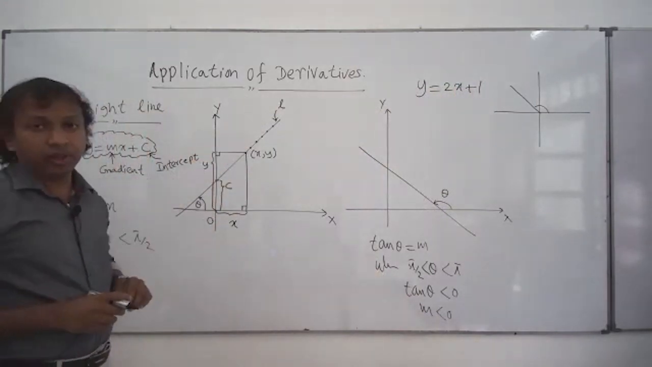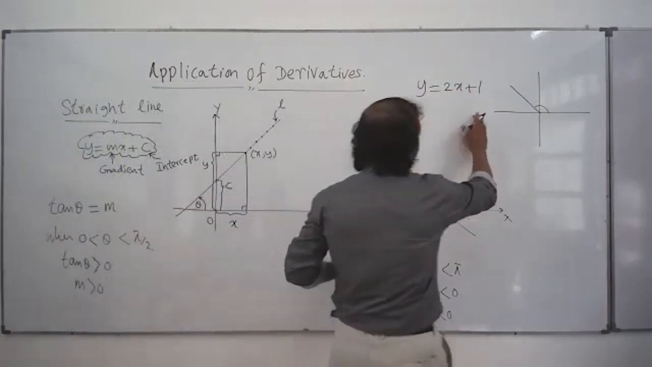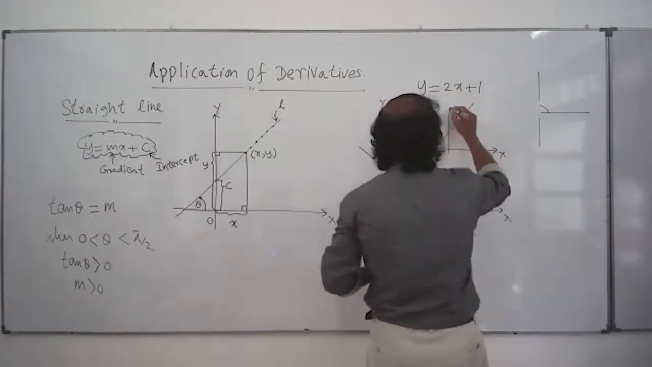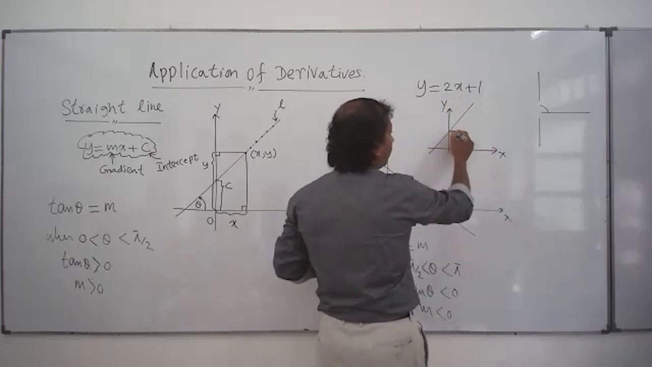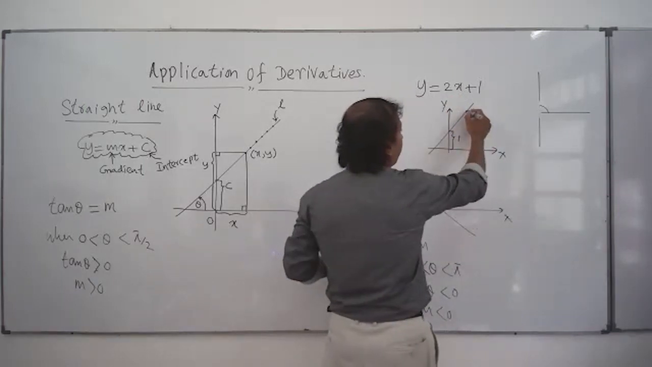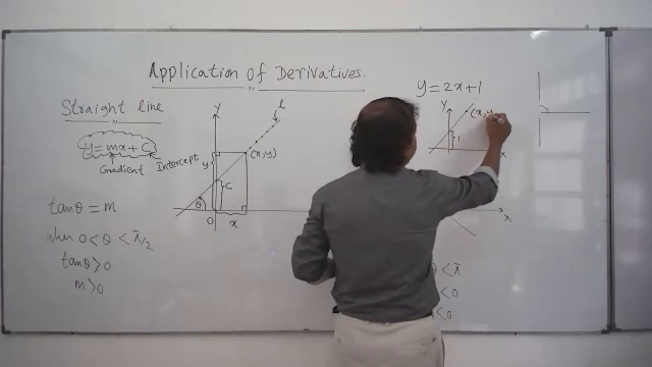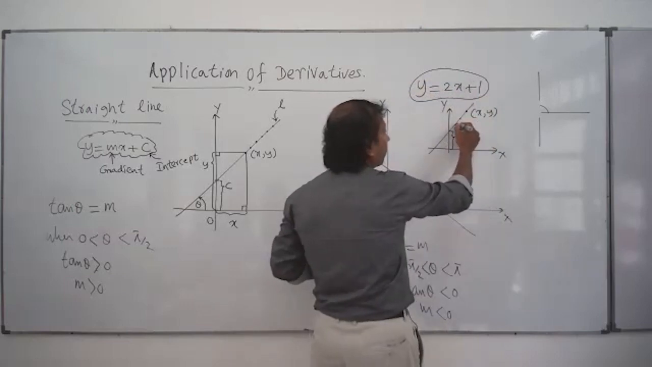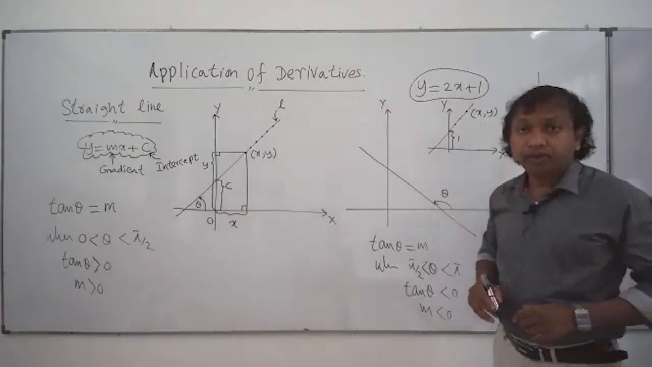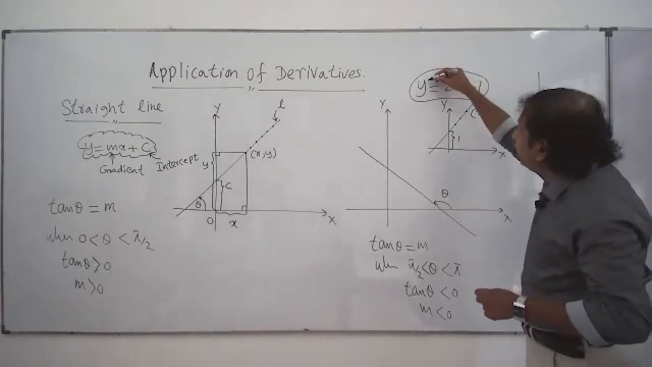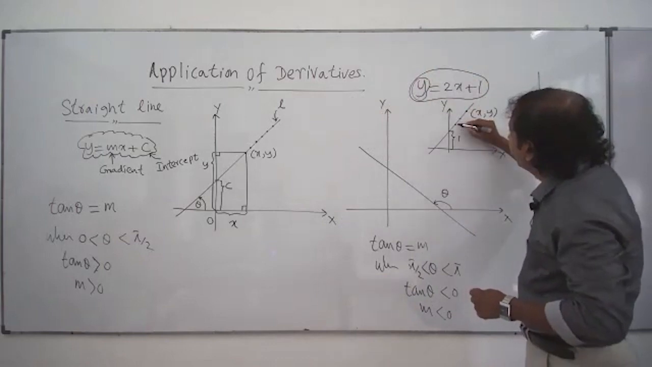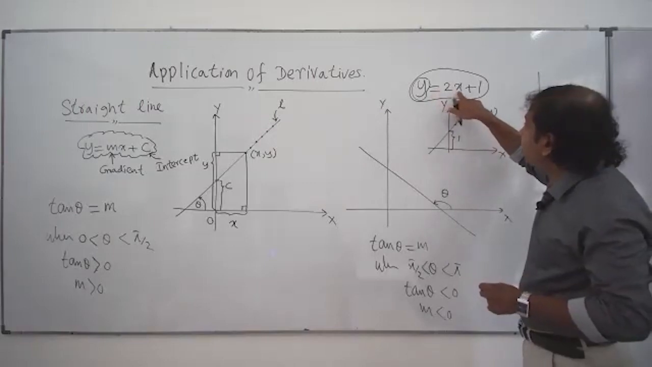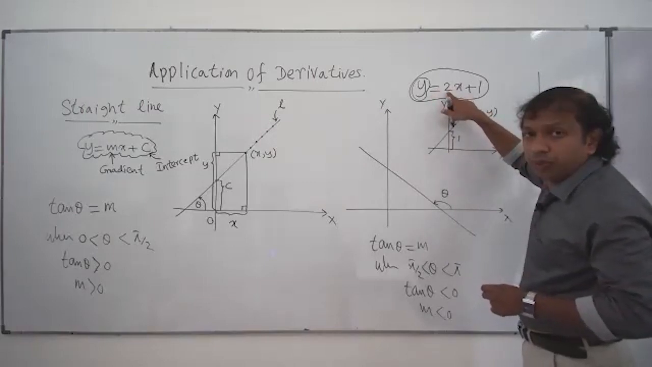Suppose the line is like this, x here, y here, the intercept is 1. Take any point on the line with coordinates x, y. Then the equation means, people, any point on the line has two coordinates, and its y coordinate is always equal to multiplying its x coordinate by 2 and adding 1.